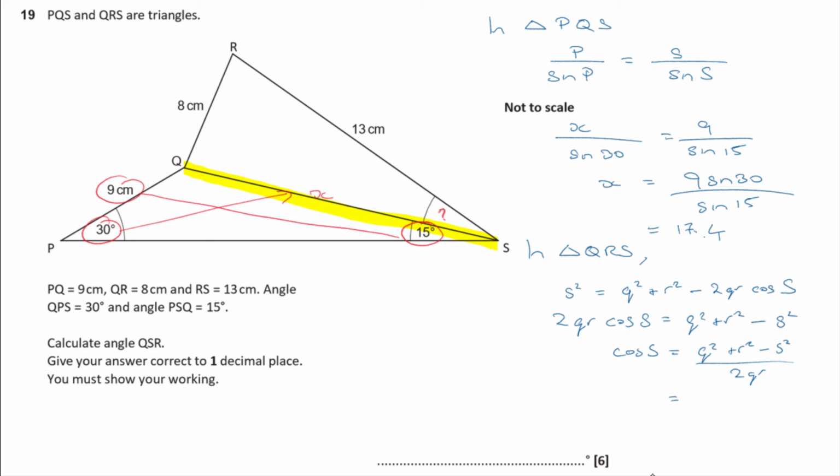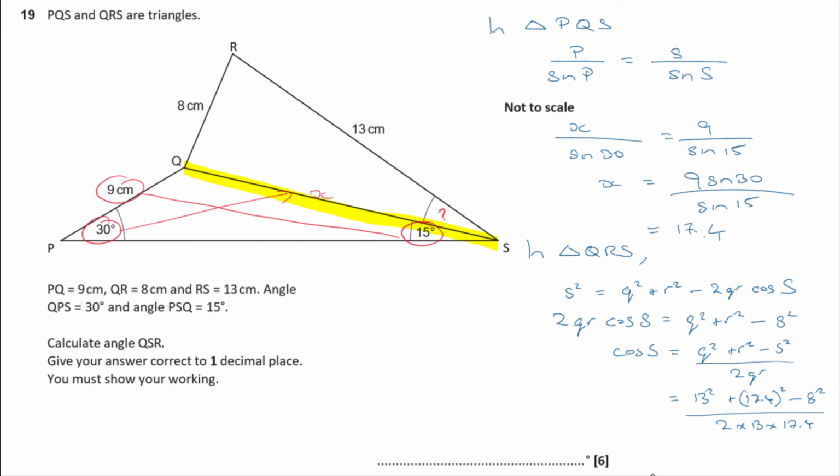Matter of just subbing everything in. So side Q is the one opposite Q, which is 13, so 13 squared, plus R is the side opposite angle R. That's our X value, that's our 17.4, or thereabouts, squared, minus S squared. S is the side opposite S, which is 8 squared. And that's over 2 times 13 times 17.4 again. So it's going to be a big thing to type into the calculator.